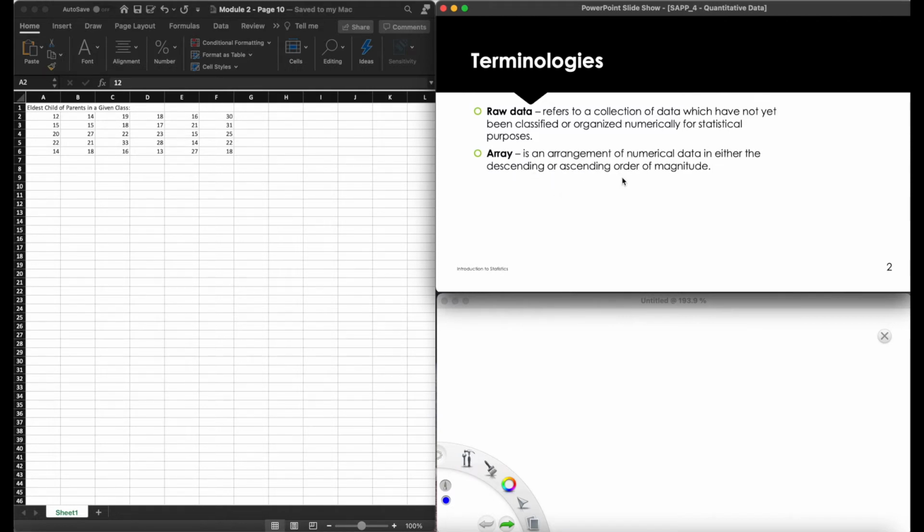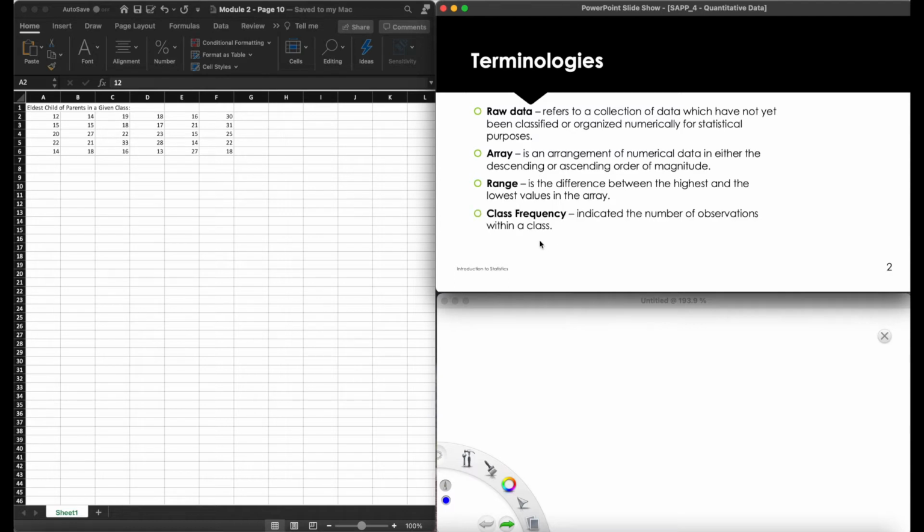An array is an arrangement of numerical data in either descending or ascending order of magnitude. So when we arrange the data in an ascending order, we call that an array. Next is the range. The range is the difference between the highest and the lowest values in an array. So if we have this arrangement of numerical data from least to highest, you get the difference, meaning you subtract the lowest from the highest. That's what you call a range. Actually, a range is one of those measures of variance or variability or dispersion.